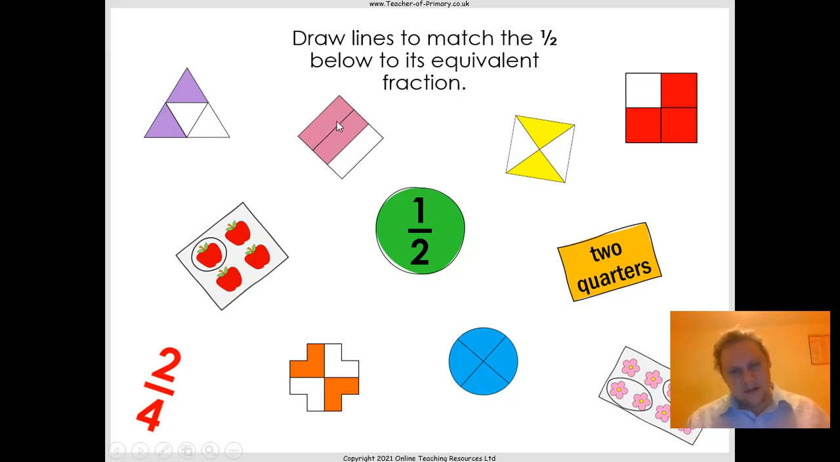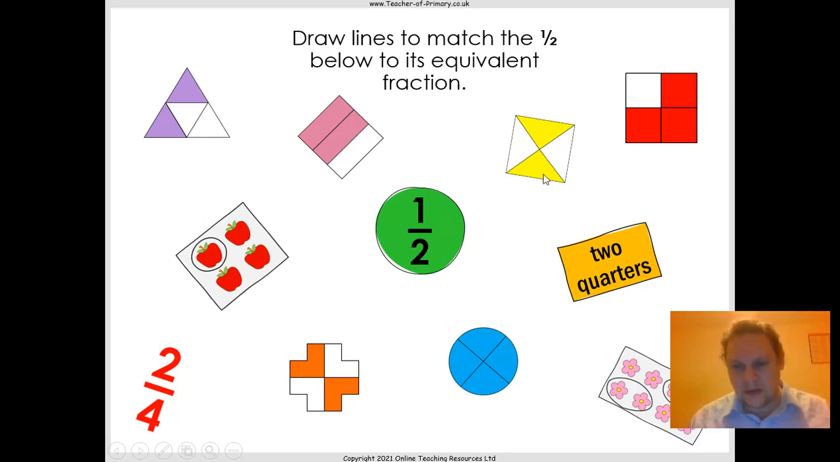Well, this is thirds, so it's not going to be half, is it? 1, 2, 3, and 2 shaded. That's not half. This is divided into 4, so we're dealing with quarters, but a half shaded? No, we've got 3 out of the 4 shaded, so that's not half. This is divided into 4, so we're dealing with quarters. Have we got half? Well, we've got 1, 2/4.